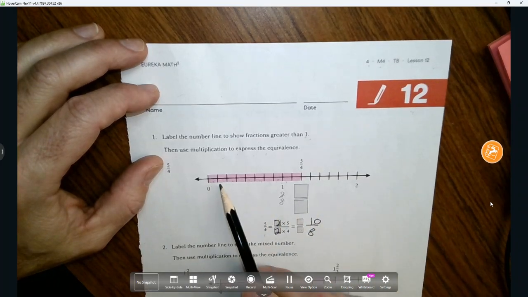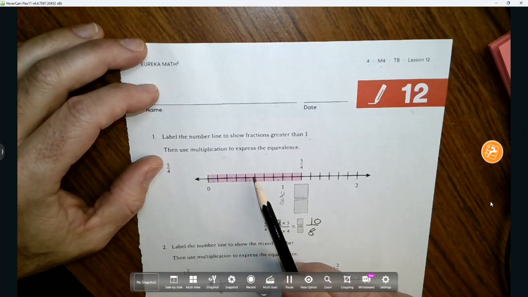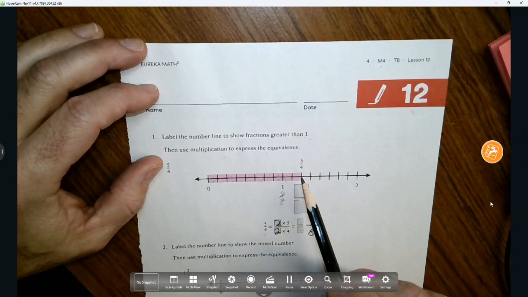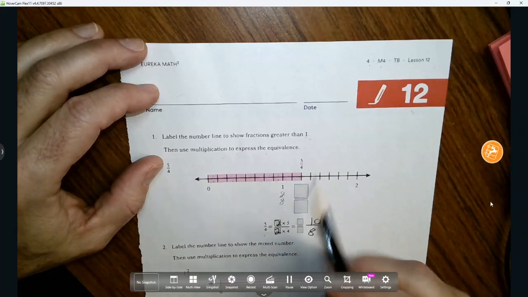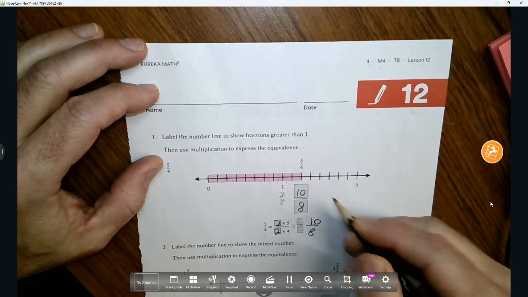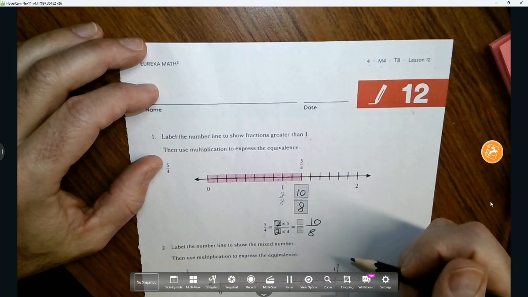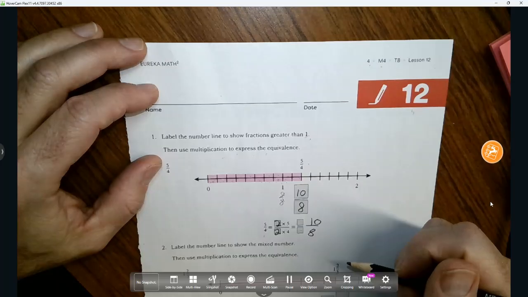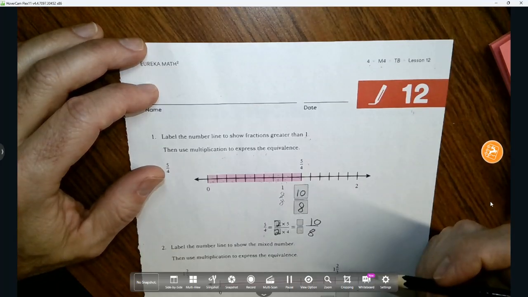So now look, if we count, 1, 2, 3, 4, 5, 6, 7, 8, 9, 10 eighths. So 10 eighths is the same as 5 fourths, which makes sense because we multiplied both of them by 2. Makes sense to you? Makes sense to me.